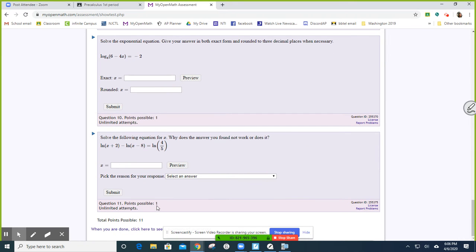Okay, on this one, again, we want to solve it, so we want it to be x equals. Before you can do anything, you've got to get one piece on one side, one piece on the other side. So if I'm doing this one, the first thing I'm going to do, because that minus sign is there, I'm going to make the left-hand side the ln of (x plus 2) over (x minus 8), because in log land minus is division, equals ln of 4/5.